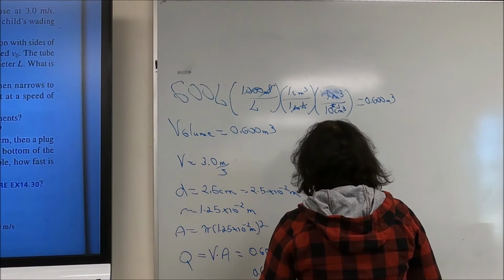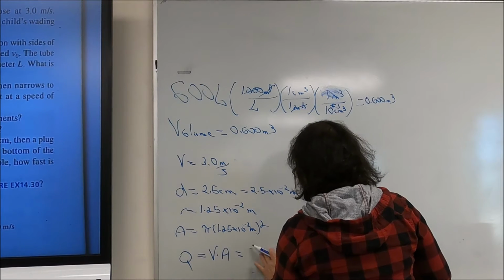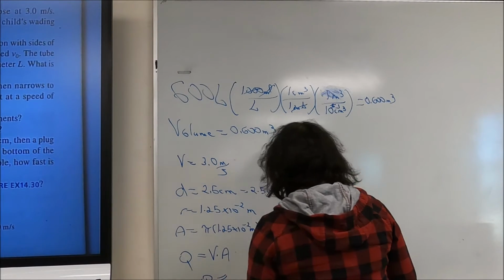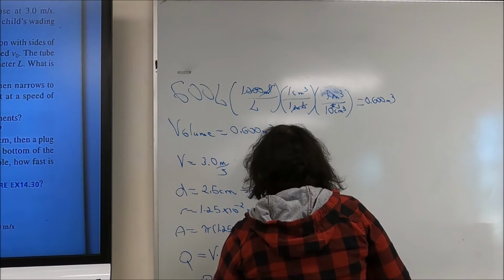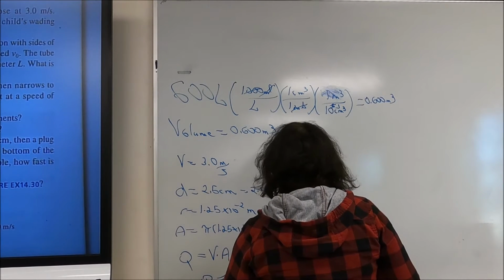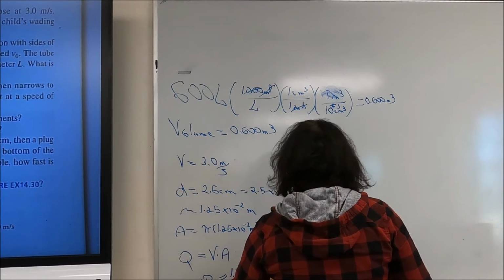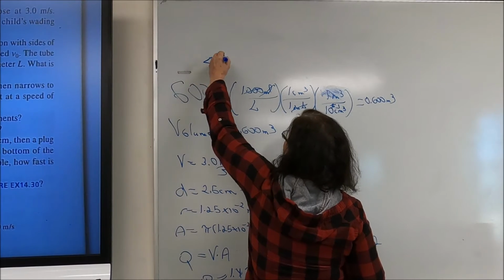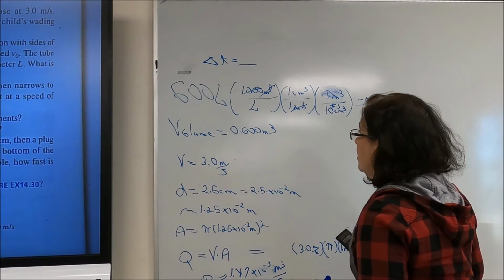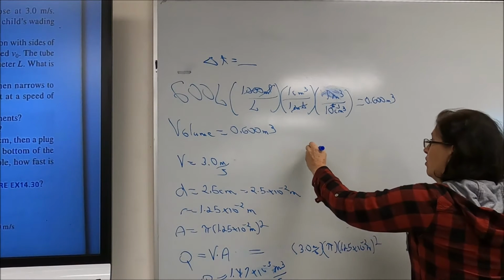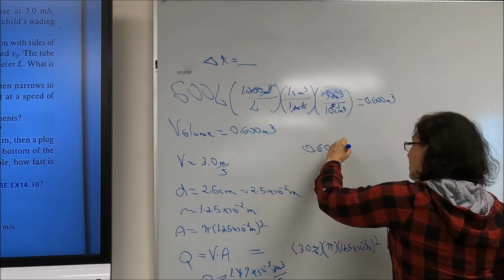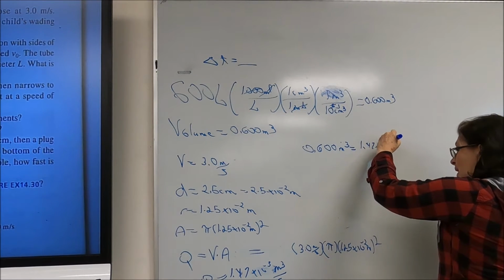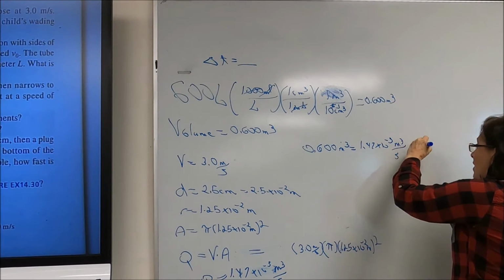So 0.60, wait a minute. Don't put that there, I'm getting Q. So Q is 1.47 times 10 to the minus 3 meters cubed per second. Now, it asks us to find time, delta t, to fill up the container. So I have 0.600 meters cubed is equal to 1.47 times 10 to the minus 3 meters cubed per second times delta t.